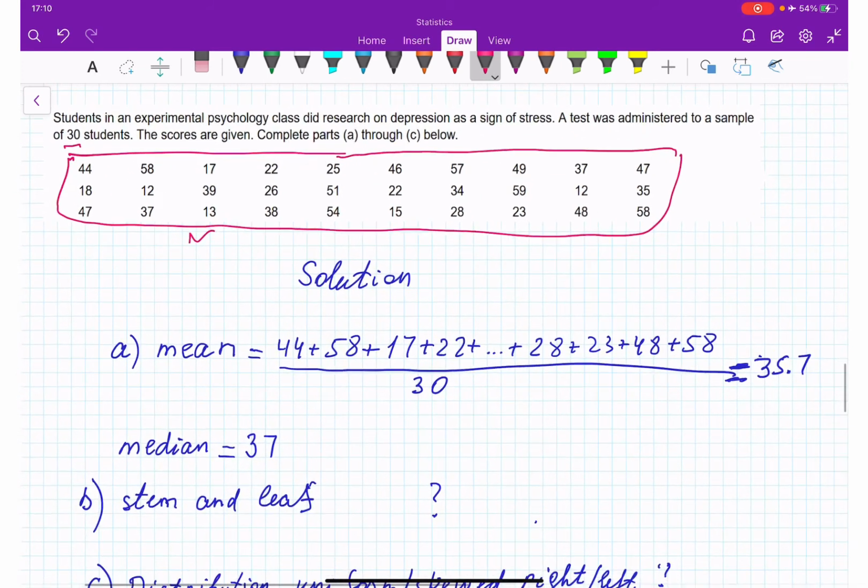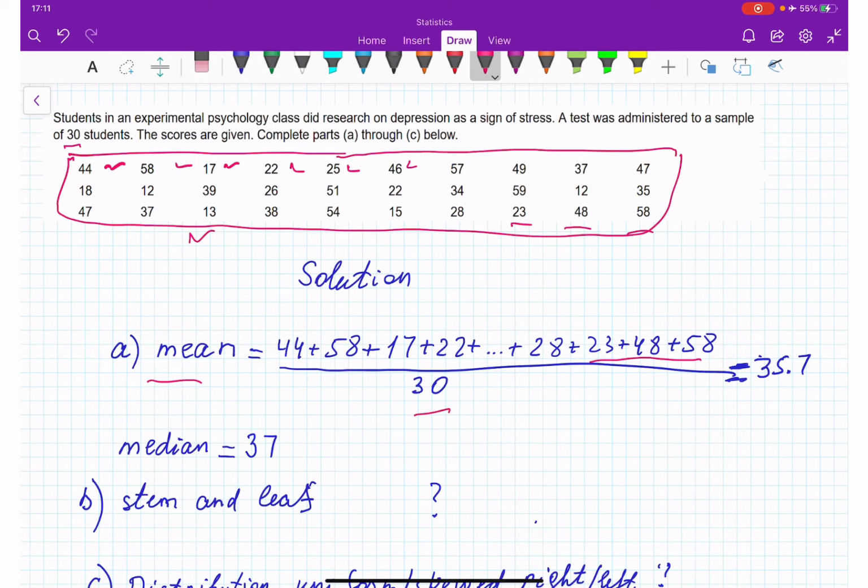Okay, A is the mean. To find the mean, I have to add every single element. So I start with 44 plus 58 plus 17 plus 22 plus, and you continue with everything until the end, plus 23, 48, 58. Here I have it. And dividing by 30, you get 35.7.